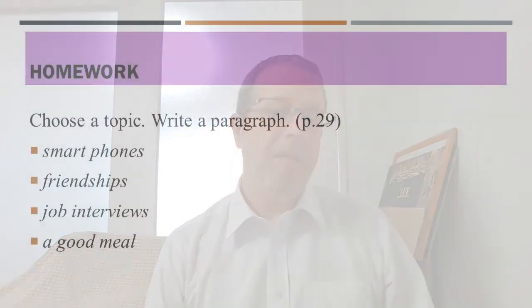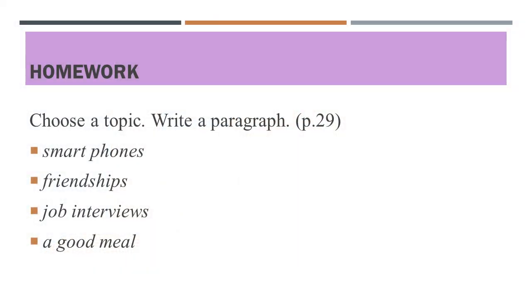So it's time for a little bit of homework. I'm going to ask you to write a paragraph. This comes from page 29 of your book. They list up 4 topics: smartphones, friendships, job interviews, a good meal. I like this because it gives you the opportunity, the chance to brainstorm, make your own paragraphs about these topics. So for today, I'll tell you this: choose one of these and write a paragraph. Okay. Be careful especially about the concluding sentence this week. Okay? Try one of those techniques that works best.